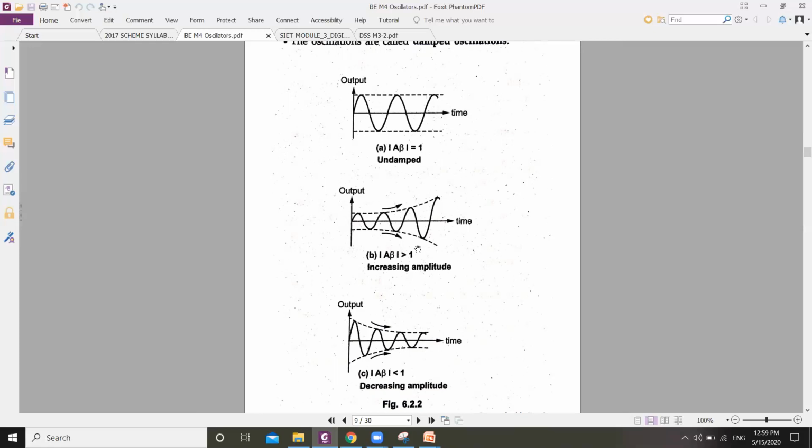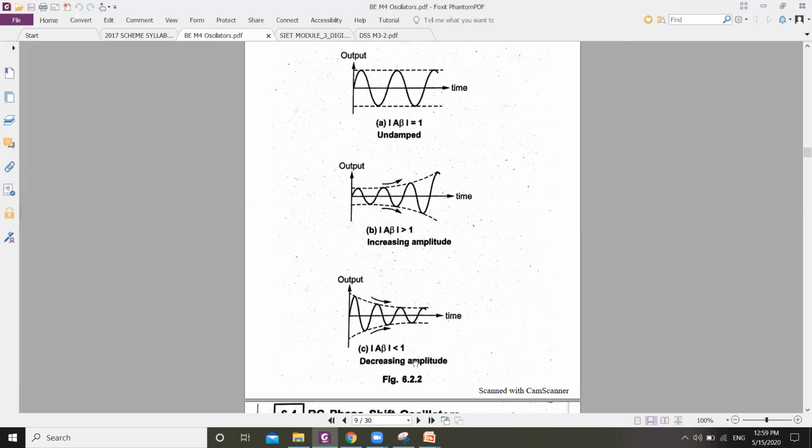Fine. Let us see the next case in which the modulus of A beta is greater than 1. Here, the modulus of A beta is greater than 1. When this factor is greater than 1, what happens is we see an increase in amplitude. Initially, the amplitude will be less, and we observe a continuous increase in oscillations. As it goes on, the amplitude will keep increasing continuously. So, such a waveform is not useful for us. A modulus of A beta greater than 1 will not work for us.